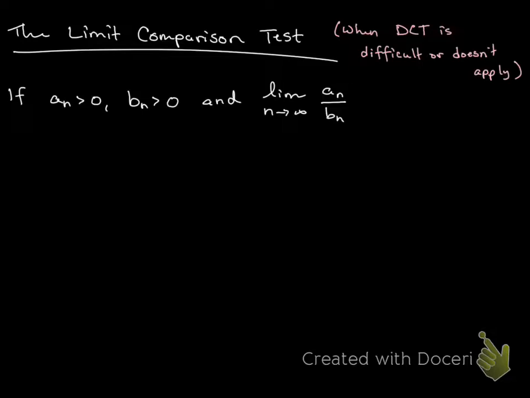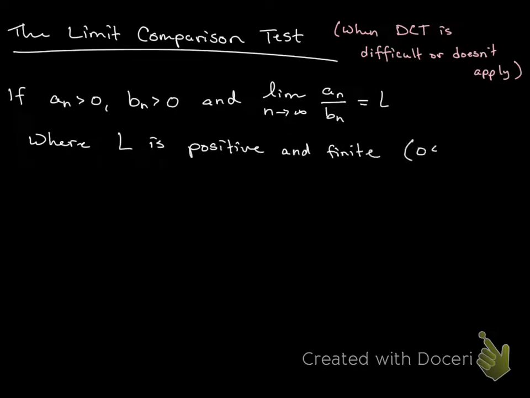If this limit is L, where L is positive and finite. In other words, if L is between 0 and infinity, that's what it means to be positive and finite. Okay? It's got to be smaller than infinity, it's got to be finite, and it's got to be bigger than 0. It's got to be positive.